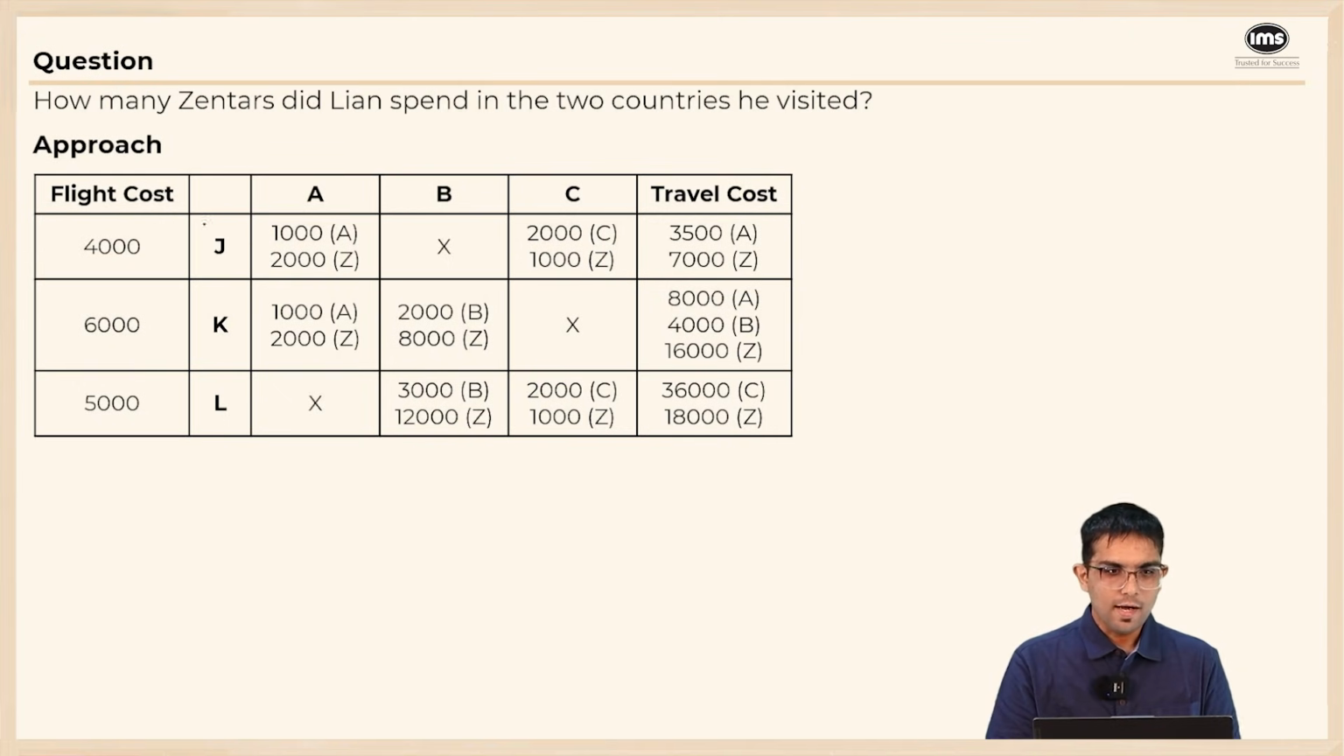This question says, how many cents did L spend in the 2 countries that he visited? So L visited B, which is 12,000 Z, and this is 1,000 Z. So combining these two, he has made a spend of 13,000 Z, and hence that is the answer.